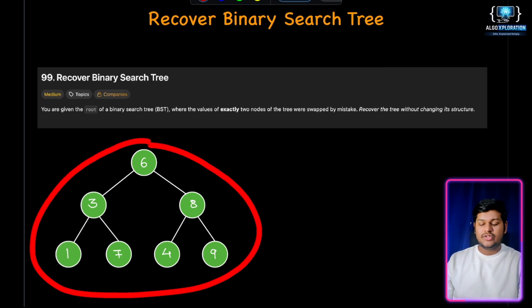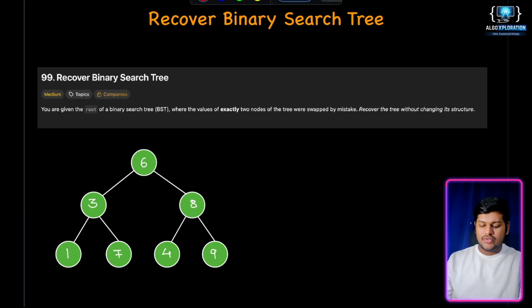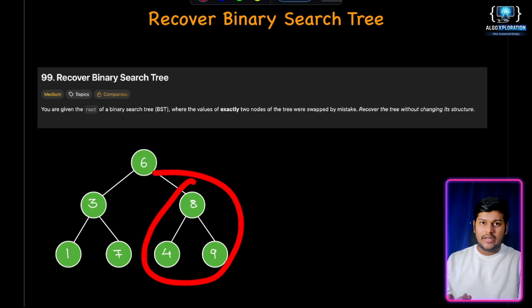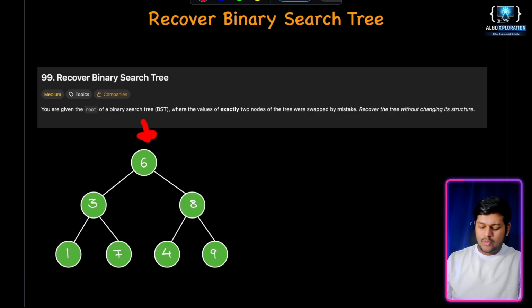So this is the binary search tree. Talking about a binary search tree, if I'm standing over here, the values on the left-hand side have to be lesser, and the values on the right-hand side have to be greater, right? So if I take a look at this, 3 and 1 are smaller than 6, which is fine, but 7 is greater than 6. This one is wrong. Taking a look at the right-hand side, 8 and 9 are greater than 6, which is fine, but 4 is smaller. So this one is wrong. So these two are the culprits. We need to swap them back.